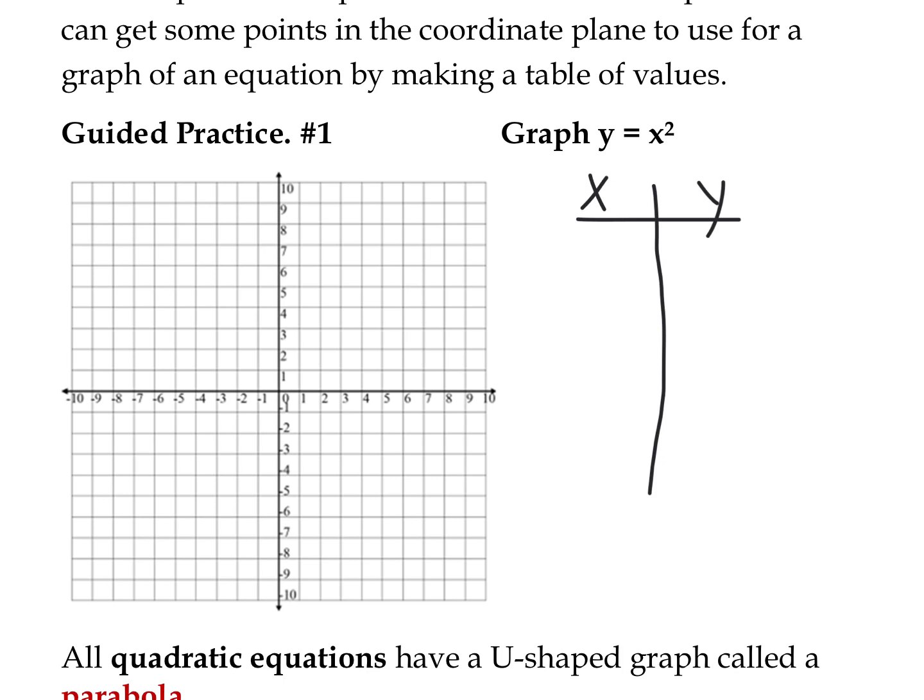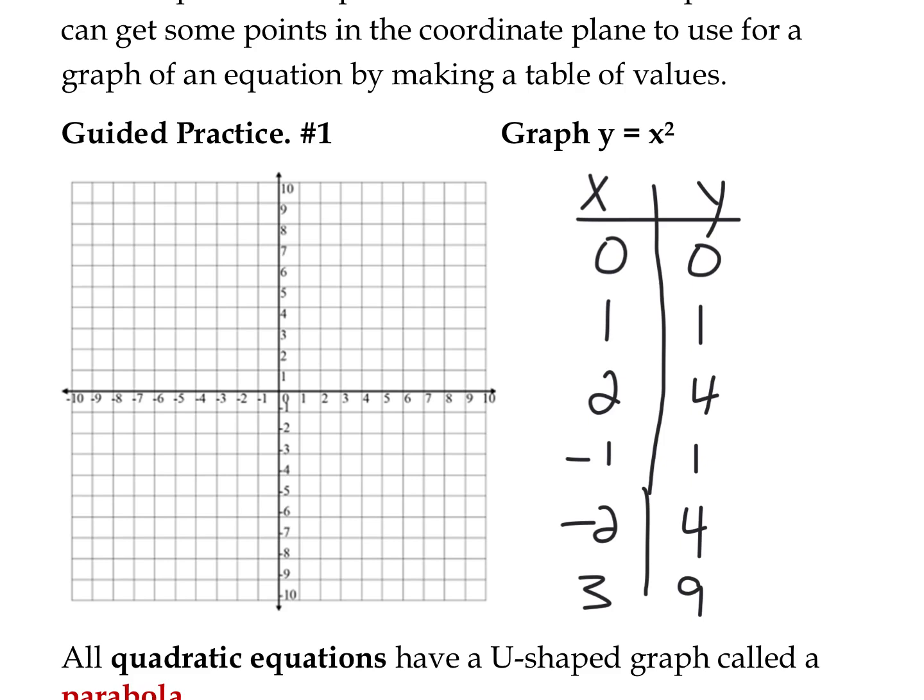For the x values, let's just start with 0. If I plugged a 0 in for x, 0 squared would be 0. If I plugged a 1 in for x, 1 squared would be 1. I plug a 2 in for x, 2 squared would be 4 for the y value. Let's try a couple negatives. So negative 1. If I plug in negative 1 and square it, negative 1 times negative 1 is still positive 1. Negative 2 squared would be positive 4. Or if I plugged in, let's say, 3, 3 squared would be 9.